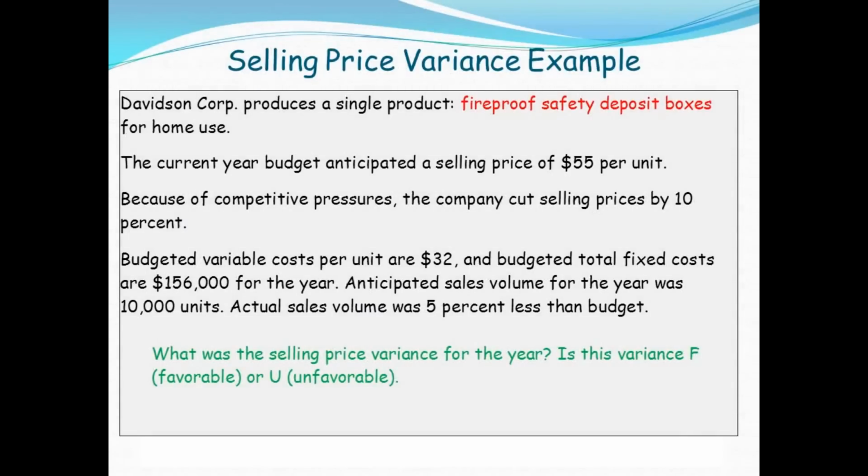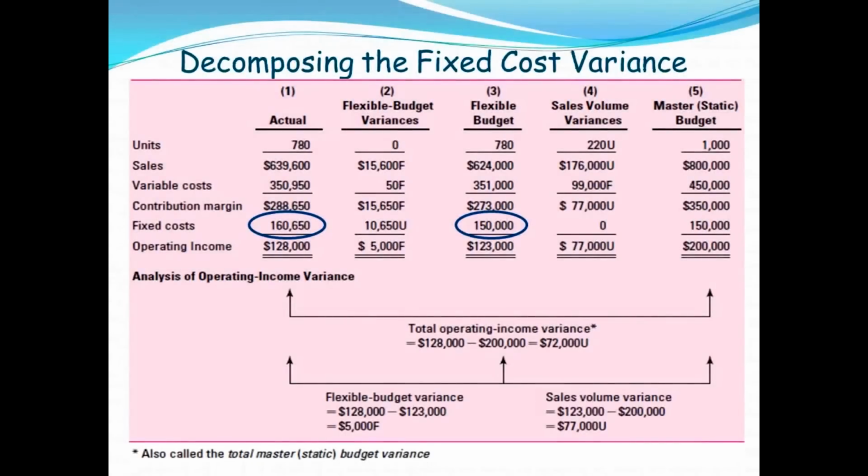The fixed cost variance. You would similarly decompose the variable costs as with the sales price variance, and determine favorable versus unfavorable, price versus volume based variances. Fixed costs are a little bit different.